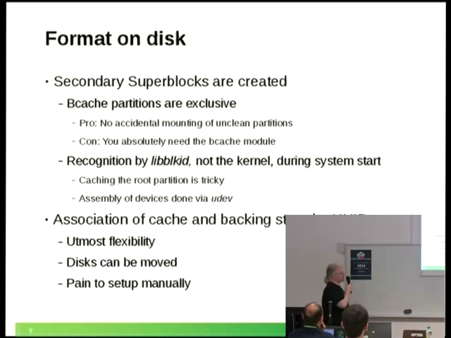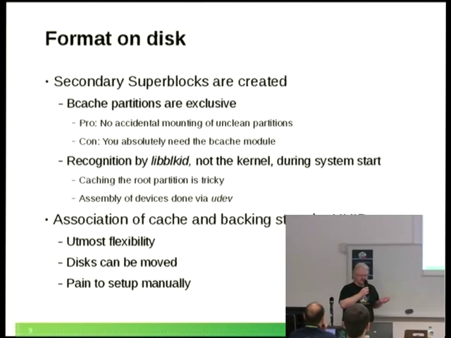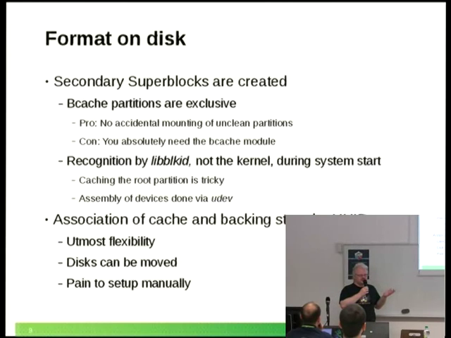So the caching solution has one principal problem in any design. What is your cache and what is your backing store? And if you have several caches, which is which backing store's cache, and vice versa. Bcache does that by unique IDs. You set them up at the beginning, and the kernel, as you register your devices, reads the IDs and compares them, and then automatically assembles the cache device.